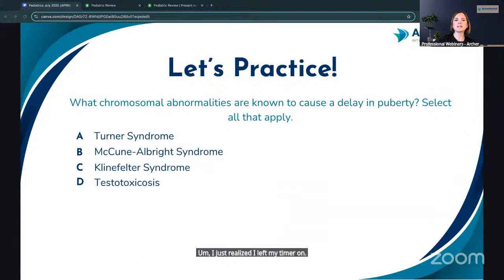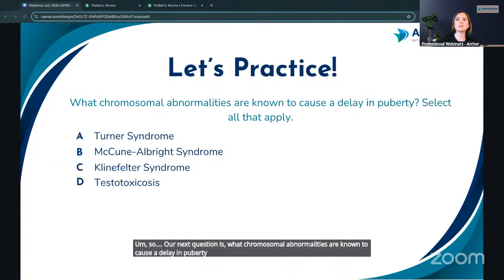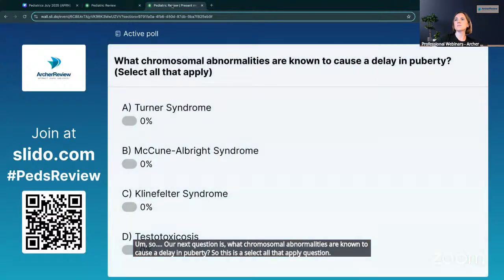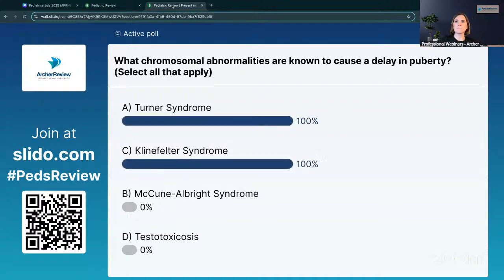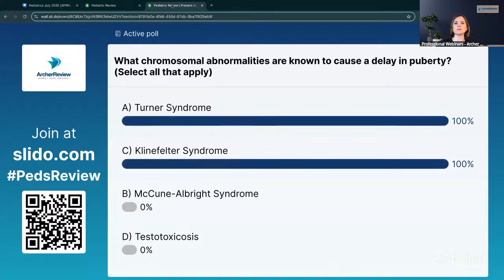Sorry about that, guys. So our next question is, what chromosomal abnormalities are known to cause a delay in puberty? This is a select all that apply question. Do you guys know which ones can cause a delay? Any other thoughts? All right. Choices A and C are correct.